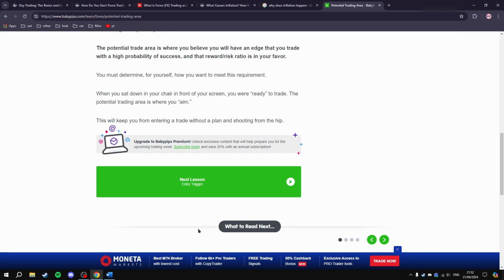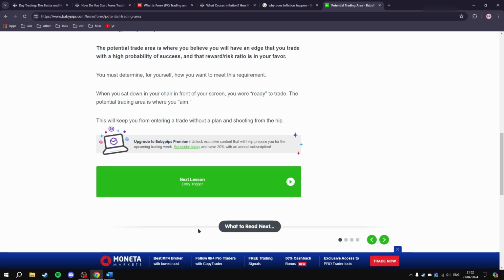You must determine for yourself how you want to meet this requirement. When you sat down in your chair in front of your screen, you were ready to trade. The potential trading area is where you can aim. This will keep you from entering a trade without a plan and shooting from the hip.